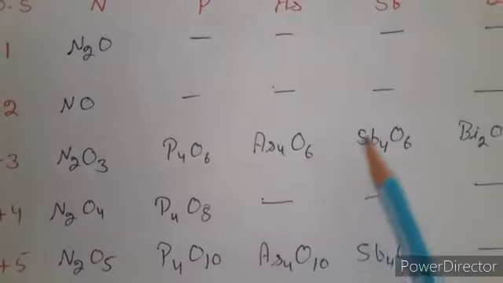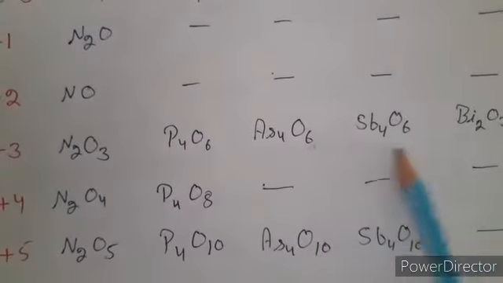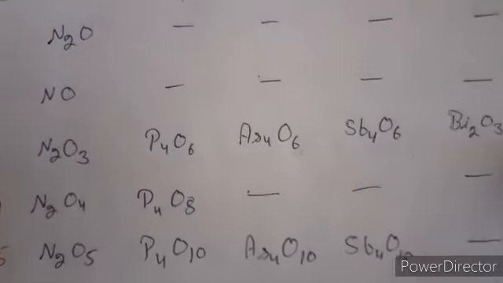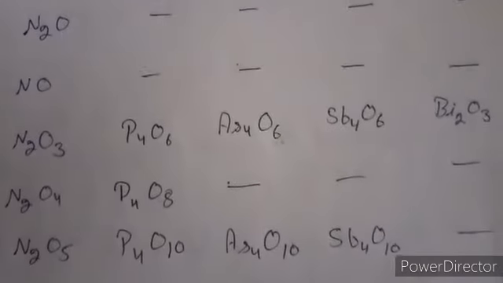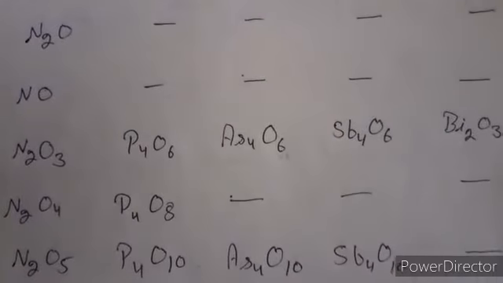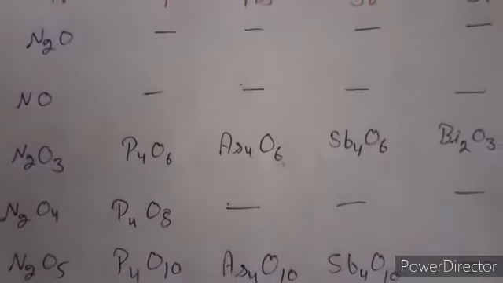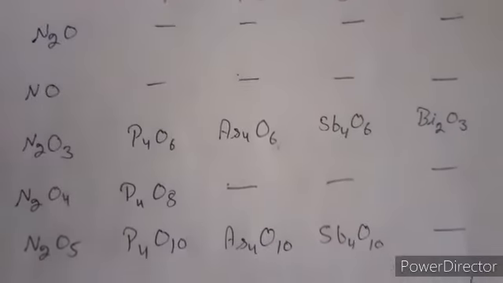Next, arsenic also shows +3 and +5 oxidation states with oxygen. Antimony also shows +3 and +5 oxidation. Bismuth shows only the +3 oxidation state, but it does not show the +5 oxidation state. We already discussed in our previous video that due to the inert pair effect, bismuth shows only the +3 oxidation state.